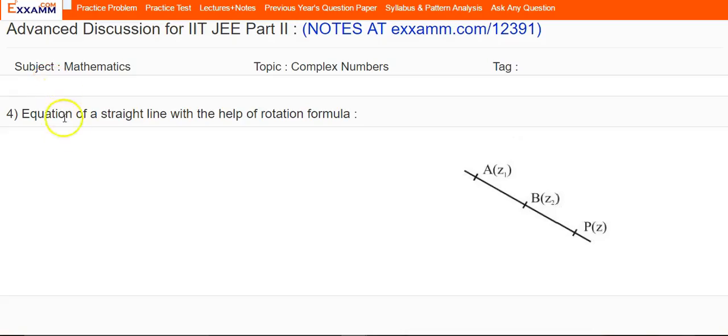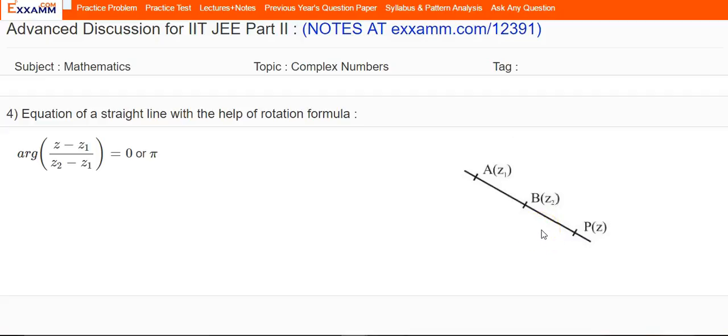So now coming to the complex plane, let us find the equation of a straight line with the help of the rotation formula. In the rotation formula, let us say that z is a variable point and z1 and z2 are the fixed points, and we have to find the locus of z, which moves such that it always lies on the line joining A and B. So what do we know from our rotation formula? That in this case the argument of (z minus z1) upon (z2 minus z1) would be either 0 or pi.